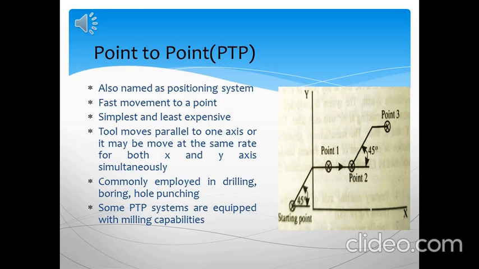Through PTP control, the drill spindle is positioned at a particular location, that is a starting point on the workpiece. The drilling operation is performed, and the tool is moved to the next location, point 1, point 2, and point 3. The process continues till all the operations are completed.